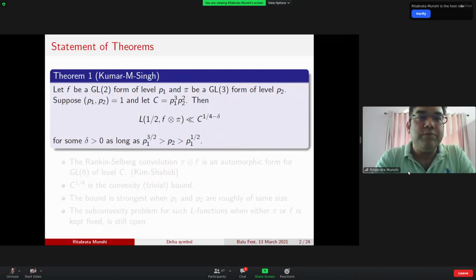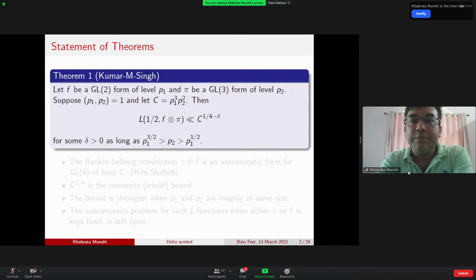The first theorem I want to mention is a joint work with my student Sumit Kumar and my former postdoc Saurabh Singh. It's about level aspects of convexity, about bounding the size of the L-function inside the critical strip, at the central point 1/2. We have a GL2 form F of level P1. You can take it to be a holomorphic form for SL2(Z), of Gamma_0(P1). And pi is a GL3 form, a Hecke-Maass form of level P2.